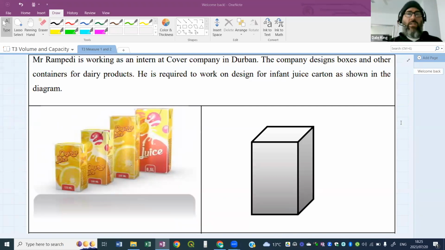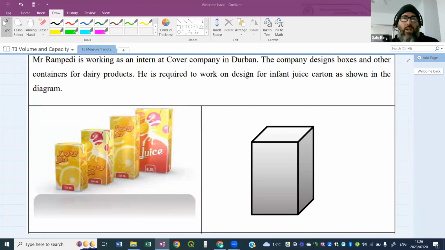All right, so here is the question we're going to try tonight. Hopefully, this is challenging enough to warm us up. Use your brain and let that work, and then warm the rest of your body. Let's have a look at this one. It says here, Mr. Rampedi is working as an intern at Cova Company in Durban. The company designs boxes and other containers for dairy products.